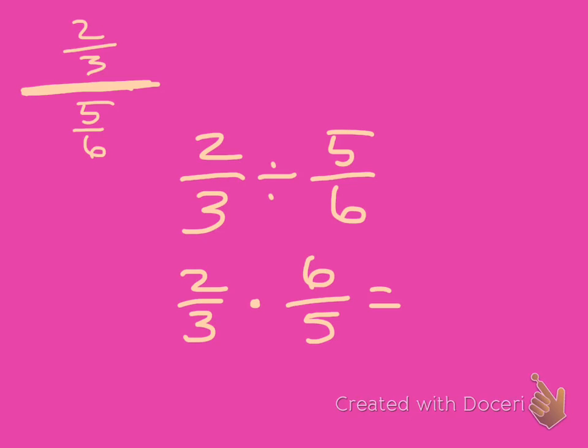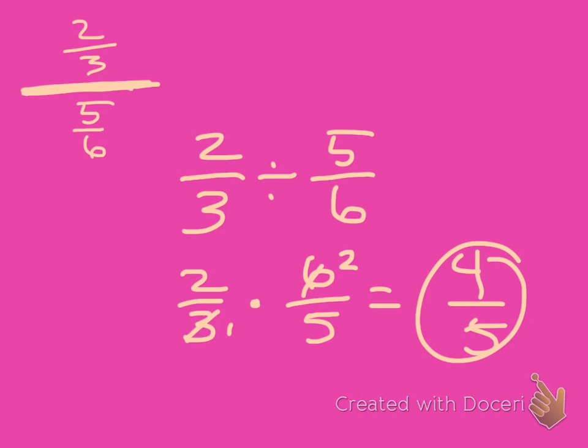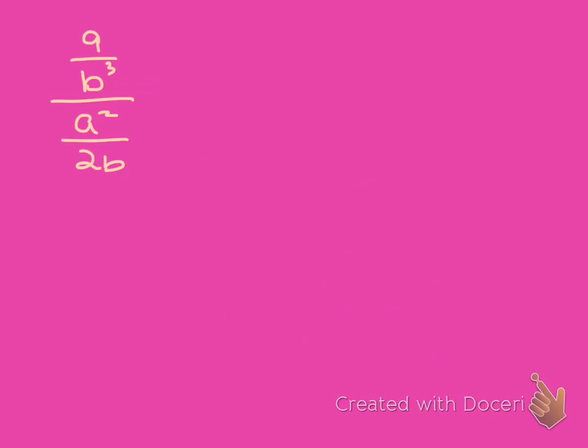And then I can reduce now or later. So I can say 3 goes into 6 twice, and so I'll have 4 over 5, and I have that one done. Okay? That is not so bad at all, not hard. We're going to add some letters now. Okay, so we do the same thing.